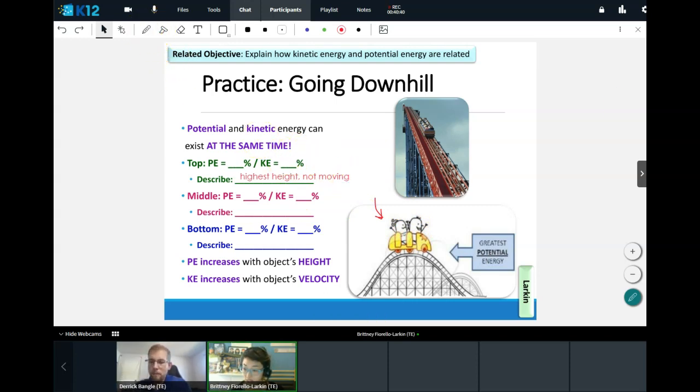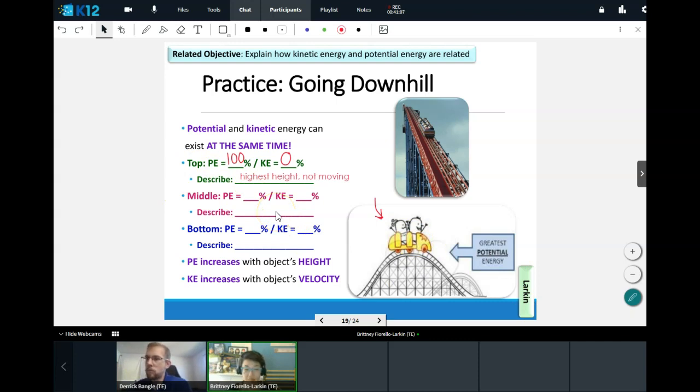Thank you, Cody. Thank you, Angelina. Thank you, Joseph. Yeah, if you are at the highest height possible, that means you have a lot of potential energy. Also, if you're not moving, you have zero kinetic energy. So 0% of this energy is kinetic, and 100% of your total energy is potential. Okay, smiley faces, emojis in the chat if that makes sense. All right, so we have 100% potential energy at the top.